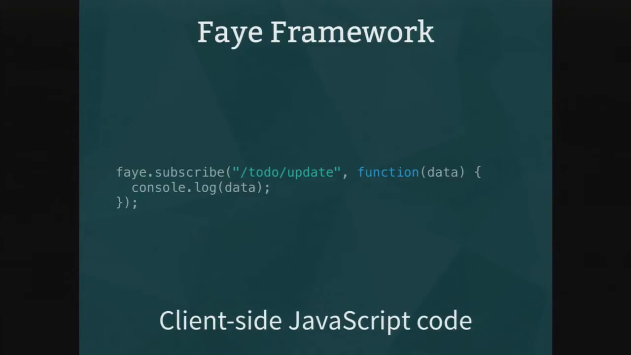But when you want to subscribe, you just call Faye.subscribe, and then you give it the name of the channel, and then you provide an anonymous function that's basically a callback. So whenever there's new data on that channel, that callback will execute. In this case, we're just logging it to the console. So whenever there's an update on the to-do list and the server publishes the message, all of the browser clients that are connected to it and subscribed to the channel will pick it up and display it.